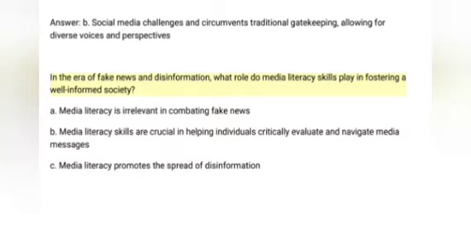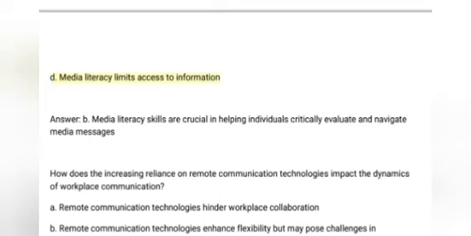In the era of fake news and disinformation, what role do media literacy skills play in fostering a well-informed society? A. Media literacy is irrelevant in combating fake news. B. Media literacy skills are crucial in helping individuals critically evaluate and navigate media messages. C. Media literacy promotes the spread of disinformation. D. Media literacy limits access to information. Answer. B. Media literacy skills are crucial in helping individuals critically evaluate and navigate media messages.